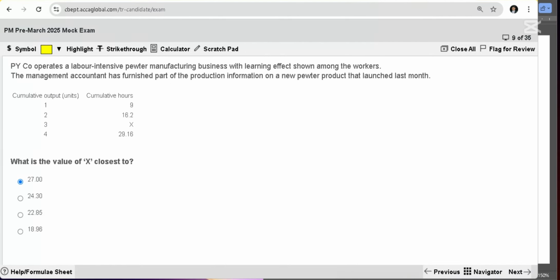PY company operates a labor-intensive pewter manufacturing business with learning effects shown among the workers. The management accountant has furnished part of the production information on a new pewter product that launched last month. Cumulative output 1, 2, 3, 4. Cumulative hours are given. For 3 units it's missing. They are asking how much it is.